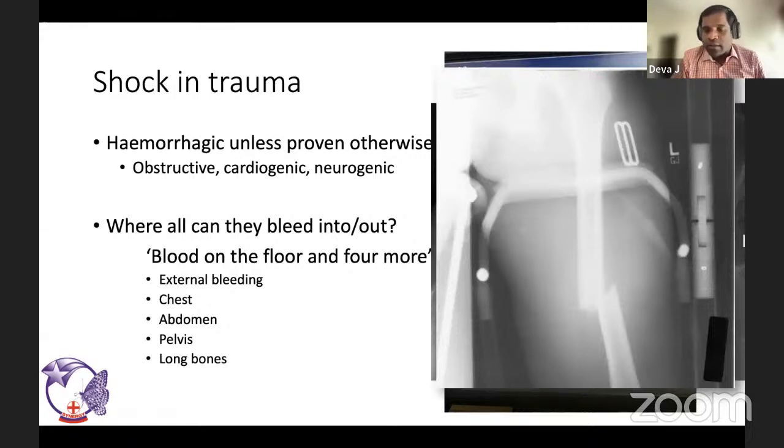And this, of course, you all have seen several times: fracture of the femur. Important to remember that one can bleed quite a lot into the thigh; they can lose 1.5 liters from a fractured femur. Right. So that's shock in trauma. It's hemorrhagic unless proven otherwise.